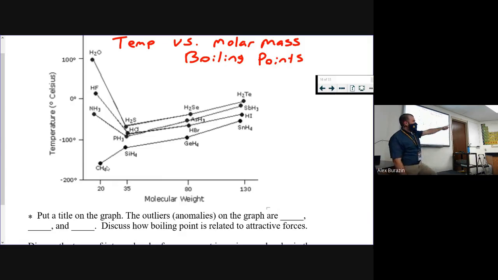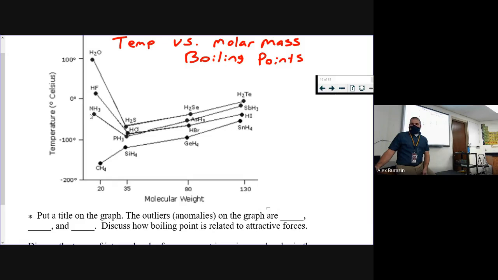CH4, that's carbon, right? Column 4 or 14. SiH4, silicon is right underneath it. GeH4, that's right underneath that one. SnH4, that's right underneath that one. Okay, so the carbon, the silicon, the germanium, and the tin are all in the same family.